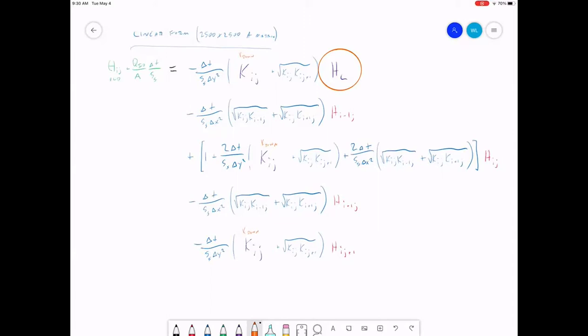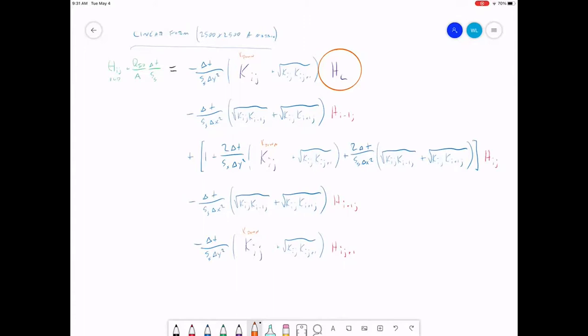So all we really need to change for our downward boundary condition is we need to change our Hij minus 1, that becomes H lower. And in our coefficient, our K down changes to just Kij.